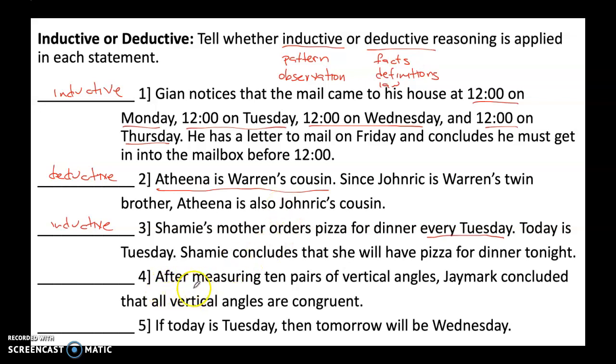Next, number 4. After measuring 10 pairs of vertical angles, J. Mark concluded that all vertical angles are congruent. What was done by J. Mark? He measured 10 pairs of vertical angles and then concluded that all vertical angles are congruent. So this conjecture came from the observation after measuring the 10 pairs of vertical angles. Therefore, this is said to be inductive reasoning.